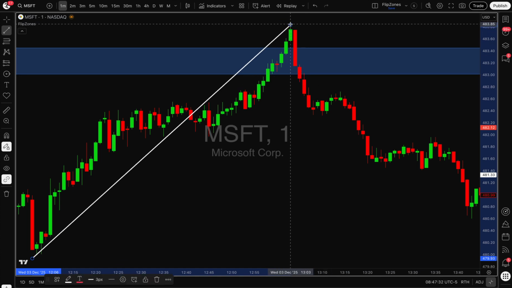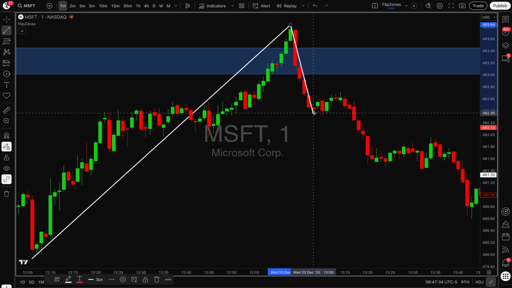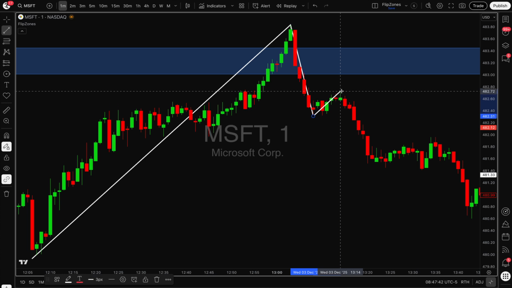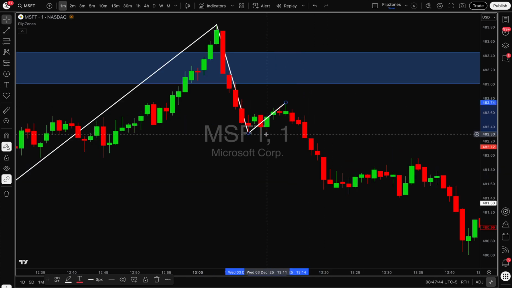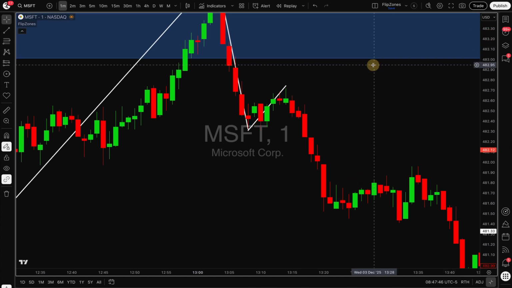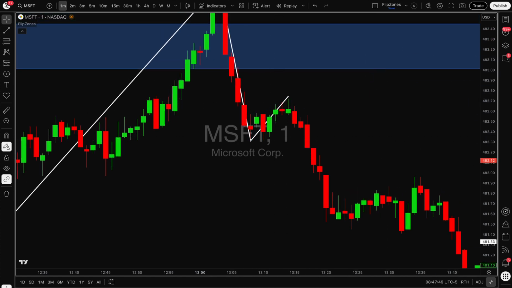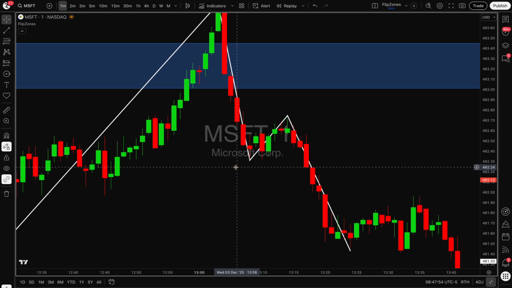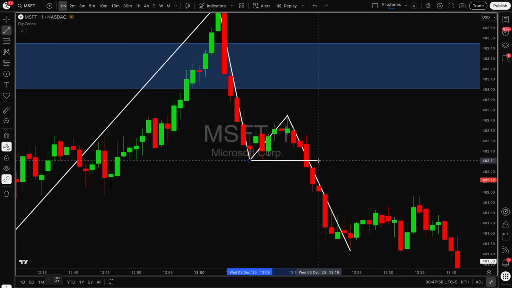We have the first piece of evidence that sellers are located there. We have the first attempt by the buyers to continue price higher. This is this swing from here to here. And we see buyers failing because sellers take control of price action and move lower. So my entry would be as we break below this short-term low. So here, this is my entry.